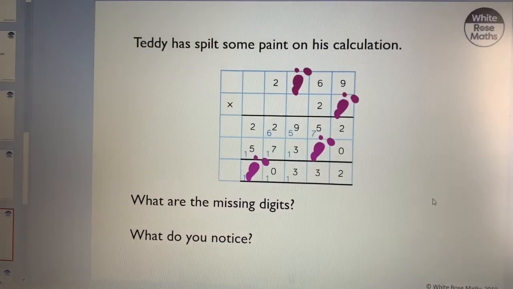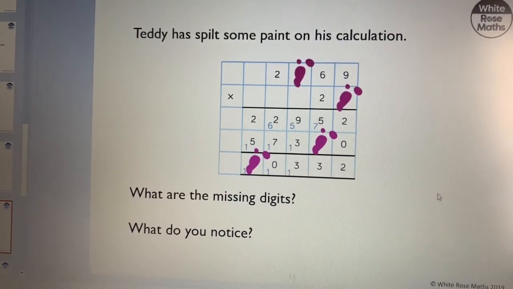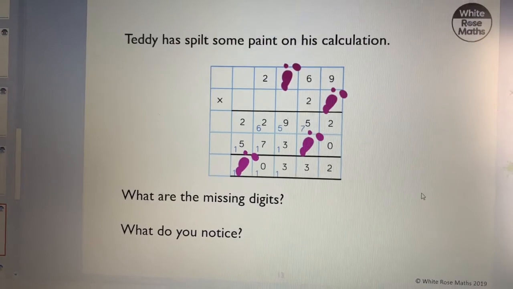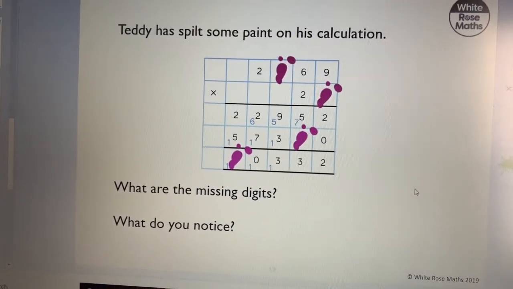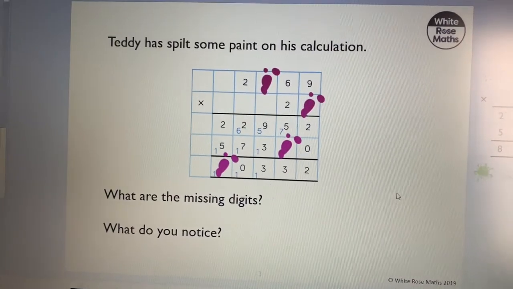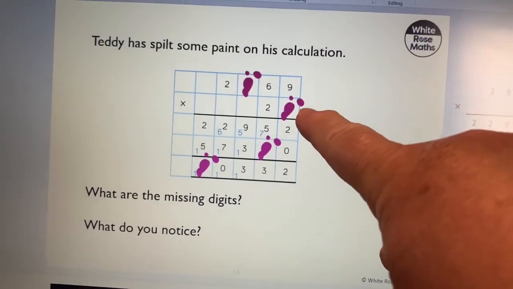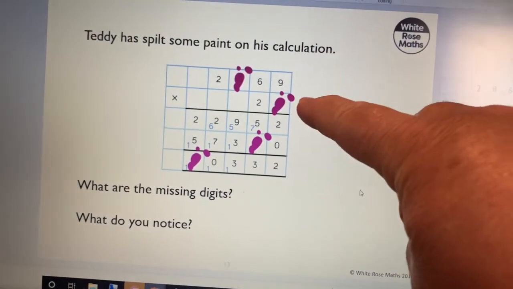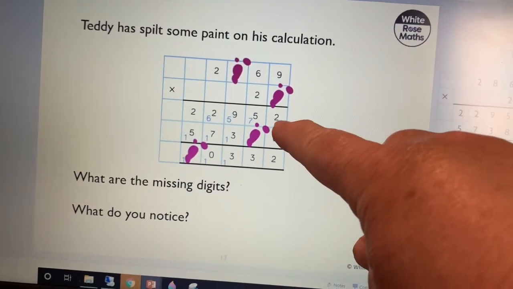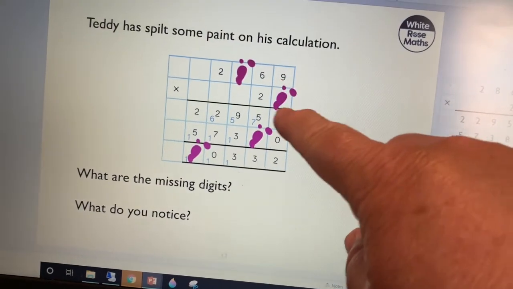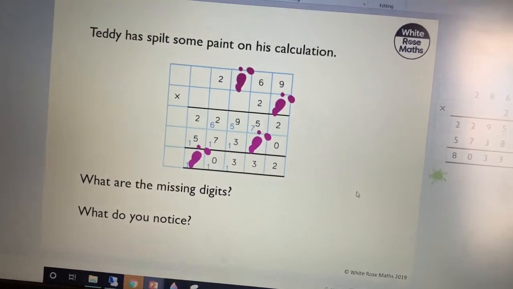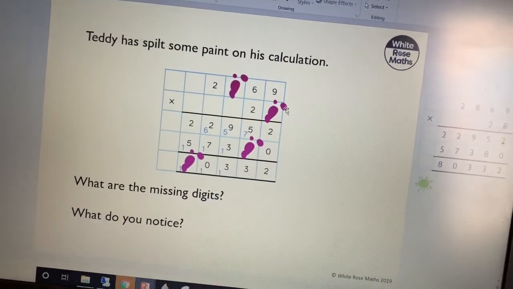Now I've got my missing digit in a multiplication calculation here. Teddy has spilt some paint on his calculation. What are the missing digits? So first of all, I'm going to find out this missing digit. I've got 9 times something ends on a 2, and I can see I've got the carry 7. So that must be 9 times something is 72. So that definitely is an 8.